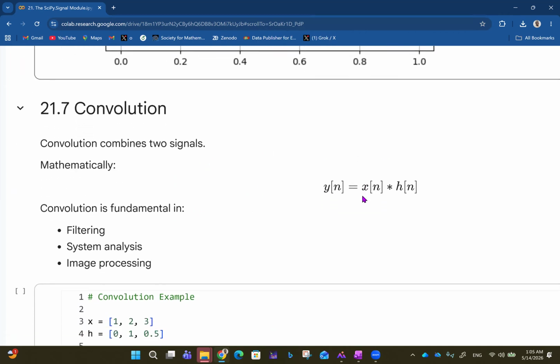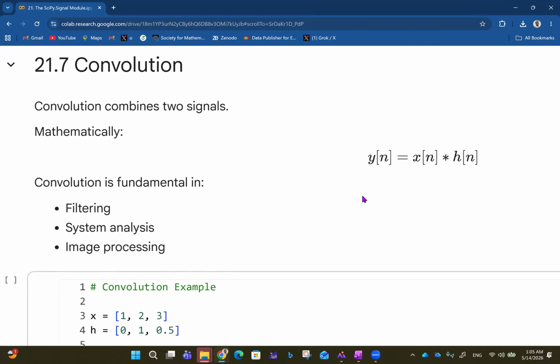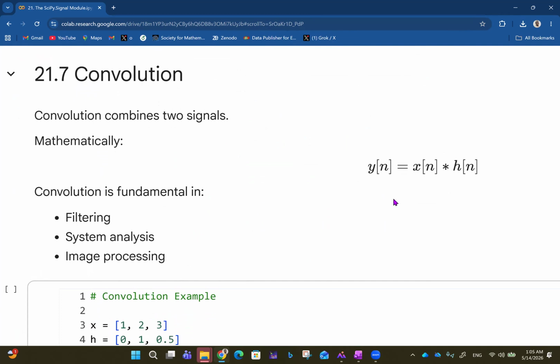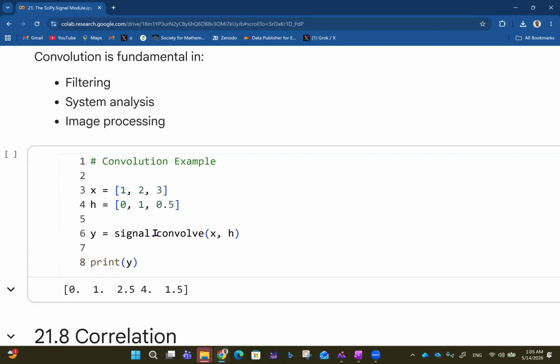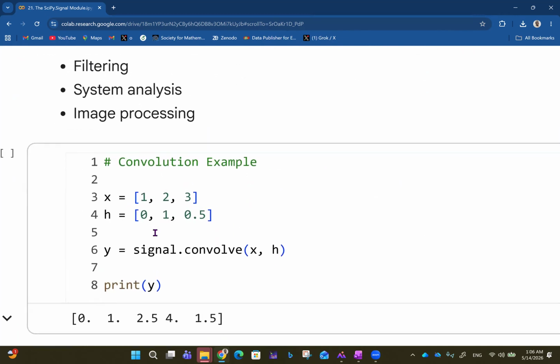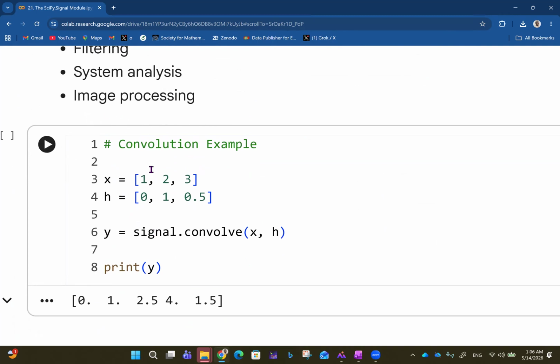Then you have convolution. Convolution combines two signals. Mathematically, y of n is equal to x of n convolved with h of n. Convolution is fundamental in filtering, system analysis, and of course, image processing. So it's more like you're fusing two ideas together, two images together or two signals together.